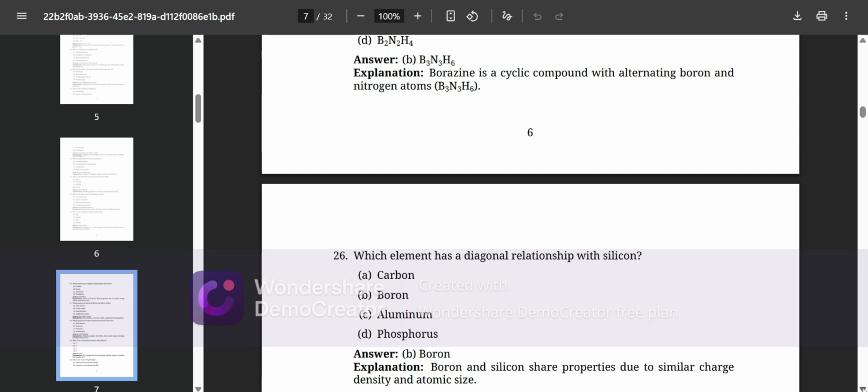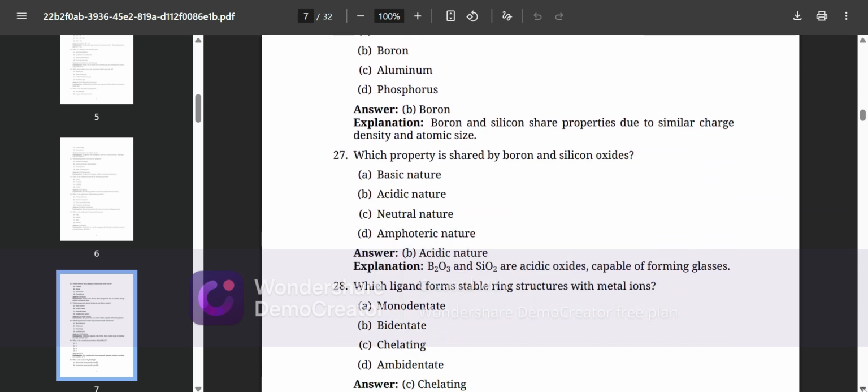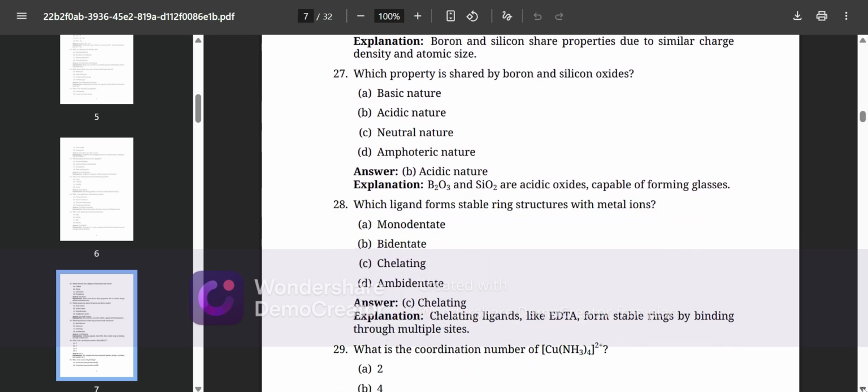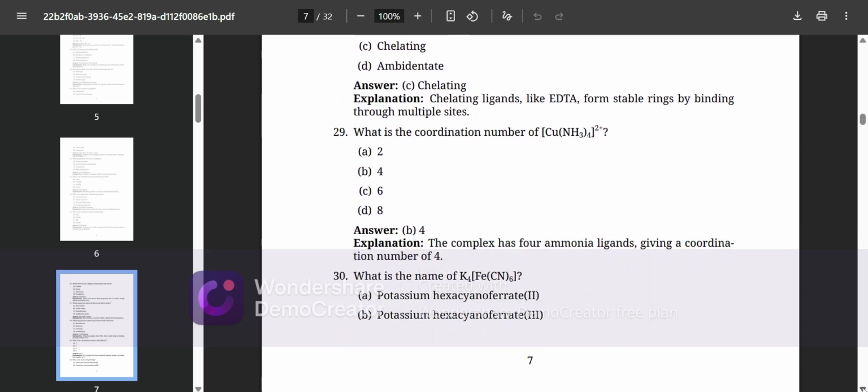Which element has a diagonal relationship with silicon? Boron. Boron and silicon share properties due to similar charge density and atomic size. Which property is shared by boron and silicon oxide? Acidic nature. B2O3 and SiO2 are acidic oxides capable of forming glasses. Which ligands form stable ring structures with metal ions? Chelating ligands like EDTA form stable rings, binding through multiple sites.